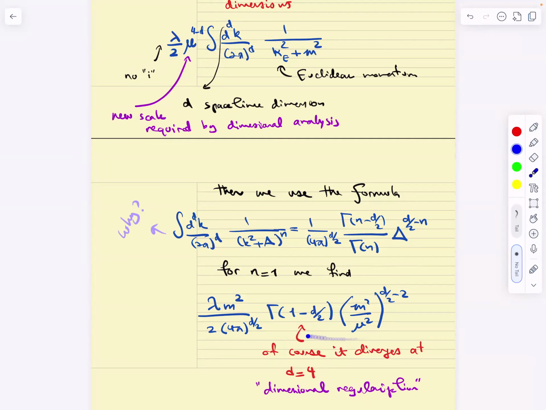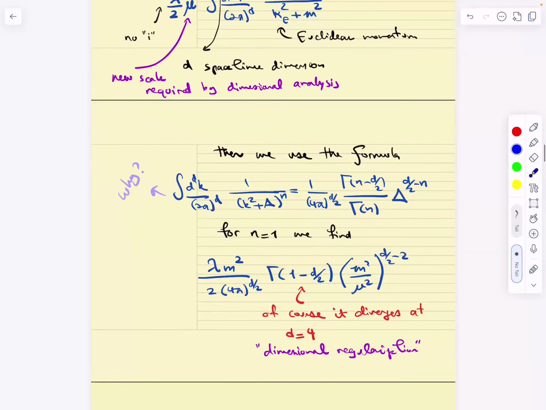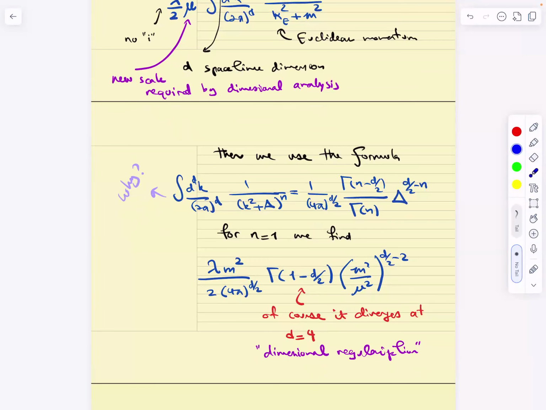So I packaged it this way. Notice that as d goes to 4, this thing diverges because this gamma function diverges. That becomes gamma of minus 1. You know what gamma functions are, right? The gamma function is an analytic continuation of the factorial.